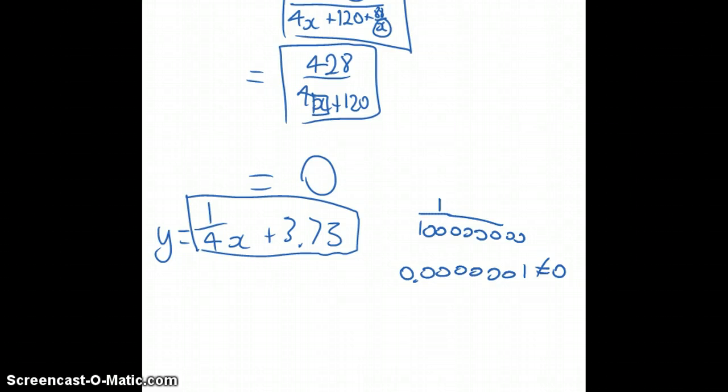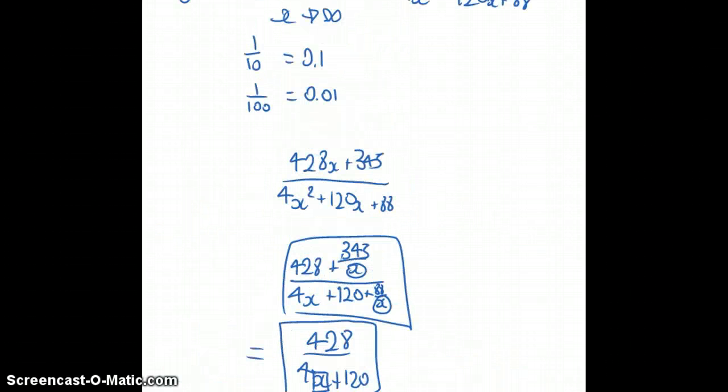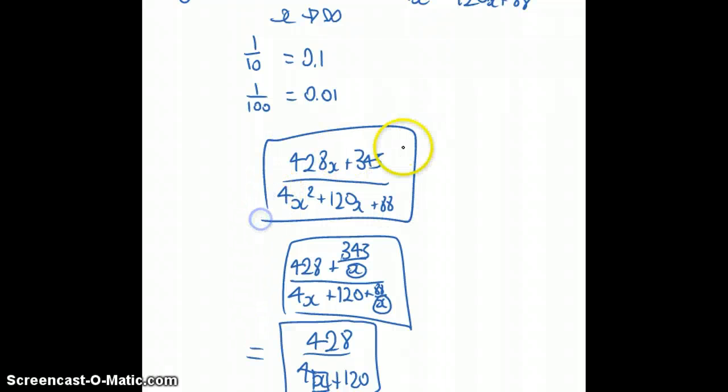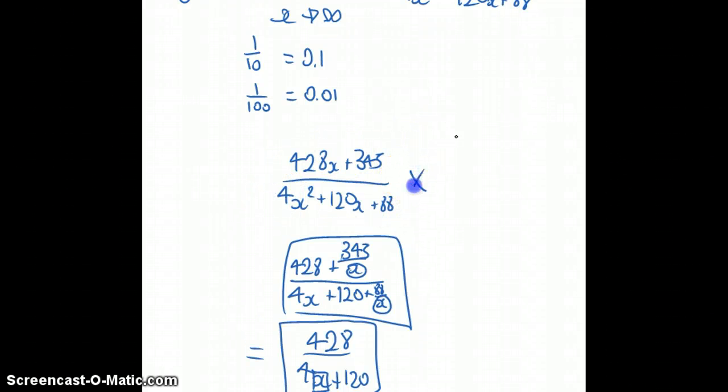One more thing to add. The reason we can divide everything by x in this term is because we are essentially multiplying by 1 over x all over 1 over x, which in turn equals 1. And whenever we multiply something by 1, it stays the same.